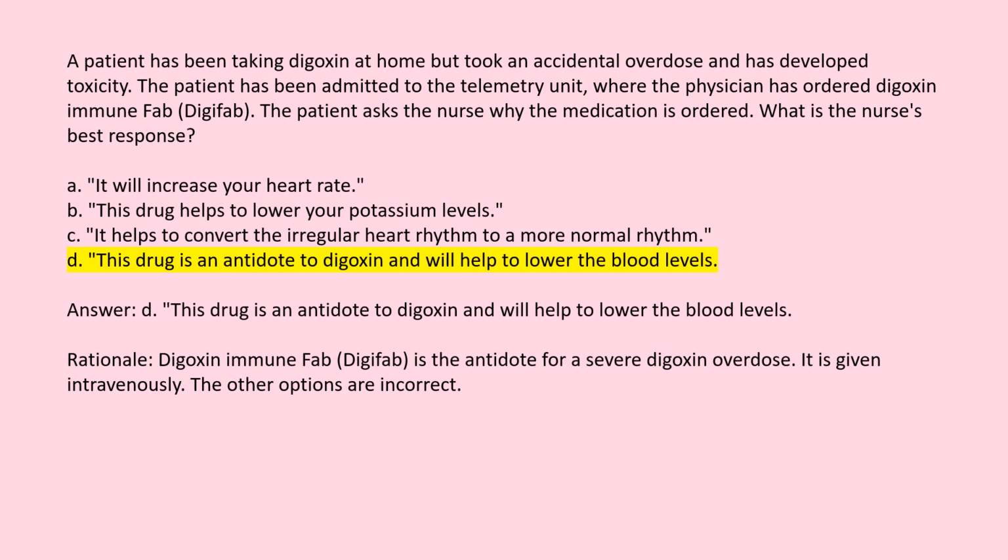Answer. D. This drug is an antidote to digoxin and will help to lower the blood levels. Rationale. Digoxin immune fab, Digifab, is the antidote for a severe digoxin overdose. It is given intravenously. The other options are incorrect.